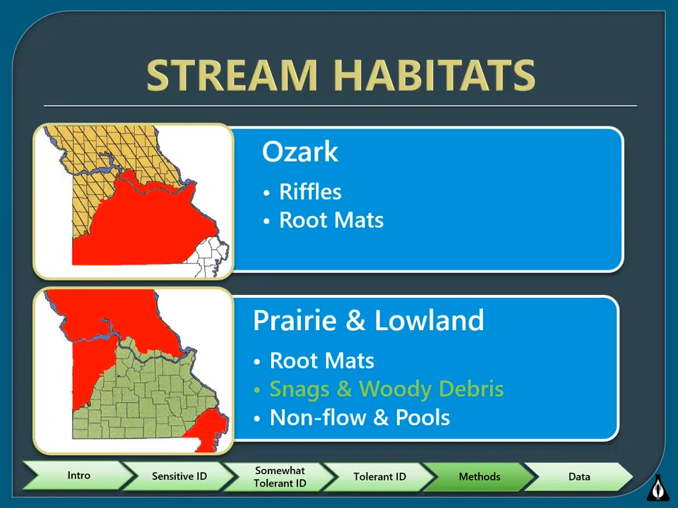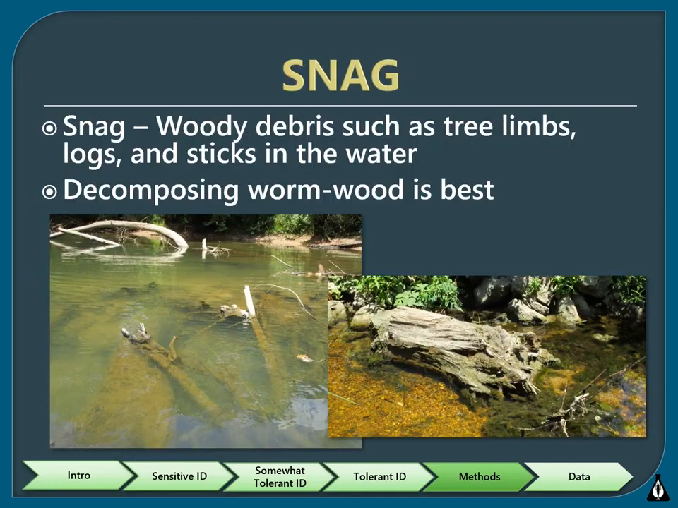If your site has no riffles or root mats to sample, you can sample snags or woody debris. A snag is a tree, a limb, or other woody debris in the water.